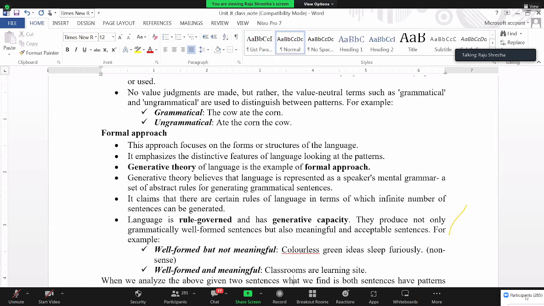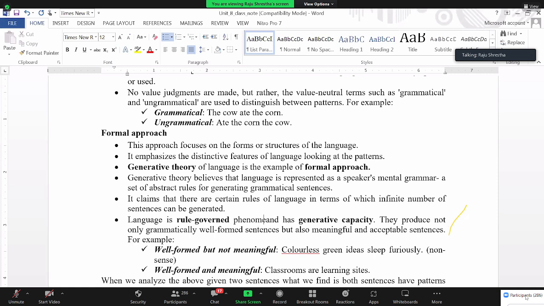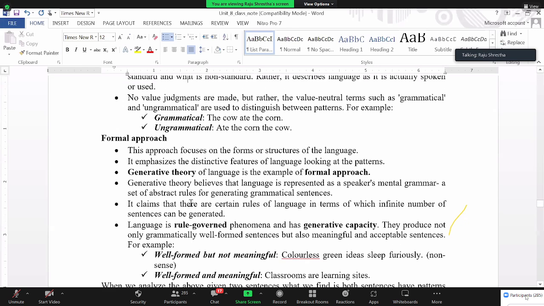Well formed and meaningful पनि हुन्छ. Classrooms are learning sites हैन. Classrooms are learning sites भन्यो, ठिक छ. This is grammatically also well formed, acceptable, meaningful हैन, syntactically fine, semantically also fine हैन. So formal approach ले चाहिँ हेर्ने भनेको language is rule governed phenomenon हैन. Rule governed phenomenon, phenomenon हैन, then has generative capacity, can produce not only grammatically well-formed sentences, but also sentences that are meaningful and acceptable. This kind of study of language is a formal approach to language. यसलाई चाहिँ formal approach to language भनिन्छ.